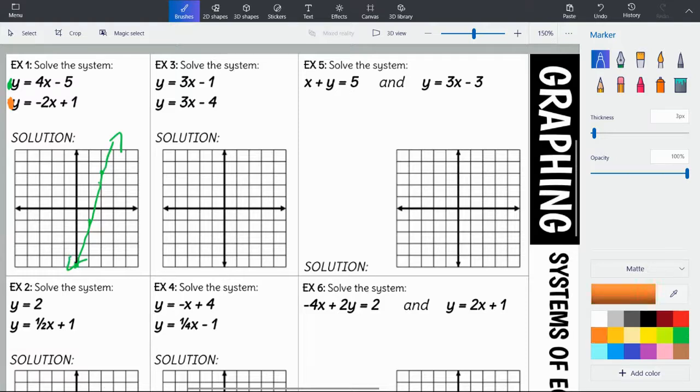So there's our green line. Our orange line is going to be -2x plus 1. So we go up 1, because our y-intercept is +1. Then we go down 2 over 1, down 2 over 1, or we can go up 2, left 1.